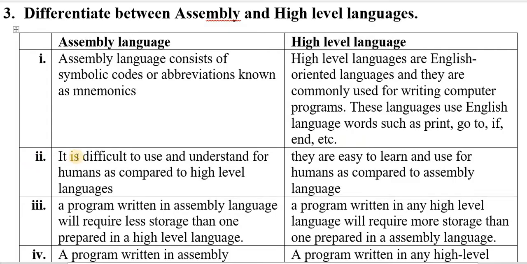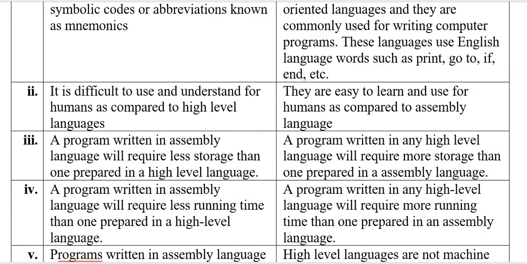Second point about assembly language. Assembly language is difficult to use and understand for humans as compared to high-level languages, whereas high-level languages are easy to learn and use for humans as compared to assembly language. In second point, we have to write it is difficult to use and understand for humans as compared to high-level languages, whereas in high level language column, we have to write that high level languages are easy to learn and use for humans as compared to assembly language.